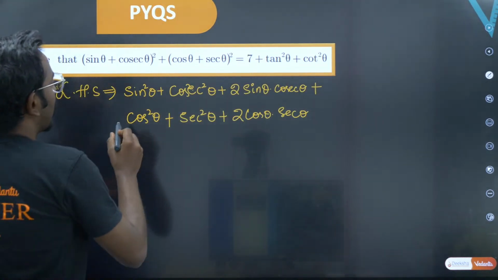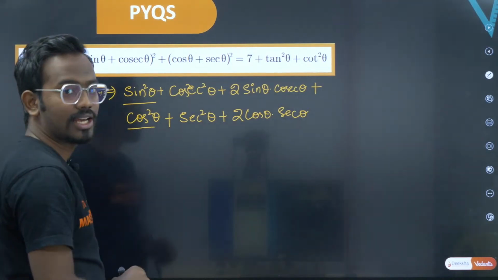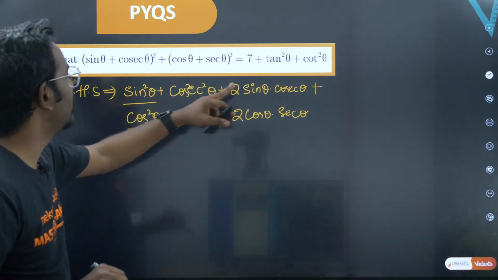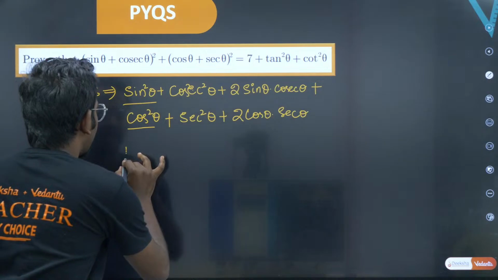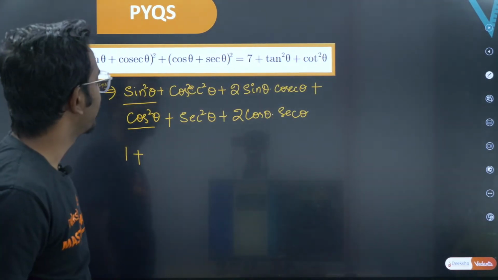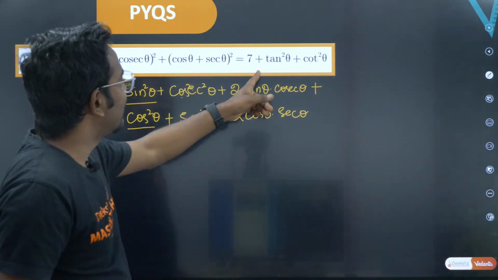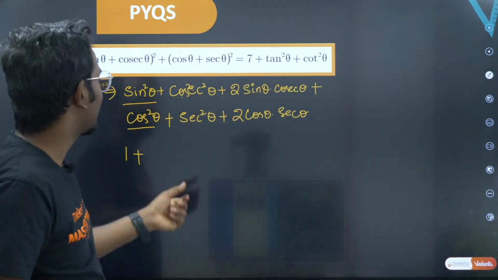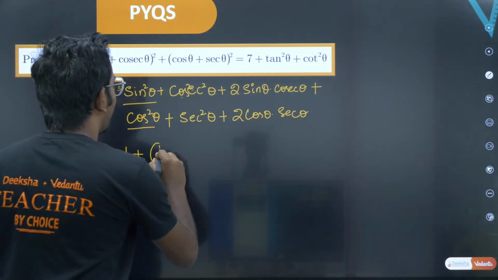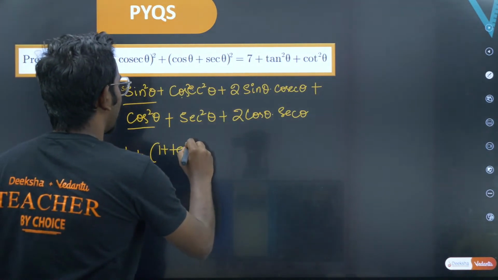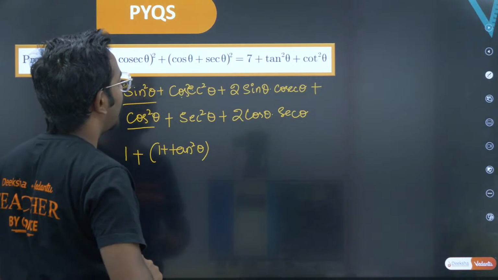Sir, you can find sine square theta plus cos square theta, so I can write it as 1. Now, you have cosecant square theta, but I need it in terms of tan theta. What will you write it as? Sir, cosecant square theta can be written as 1 plus tan square theta. Okay, I've ended up with tan square theta already.